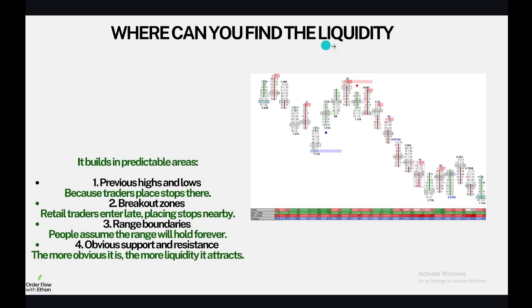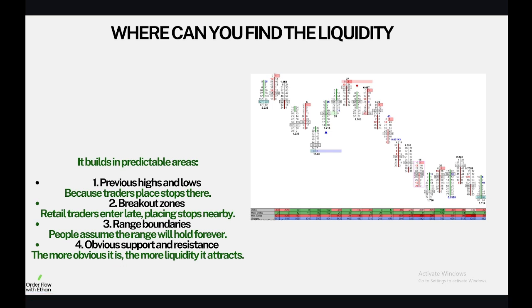So where can you find the liquidity? It builds in predictable areas. First of all, previous highs and lows, because traders place stops there. Second, breakout zones, because retail traders enter late and place stops nearby. Third is range boundaries. People assume the range will hold forever. And fourth is obvious support and resistance. The more obvious it is, the more liquidity it attracts.